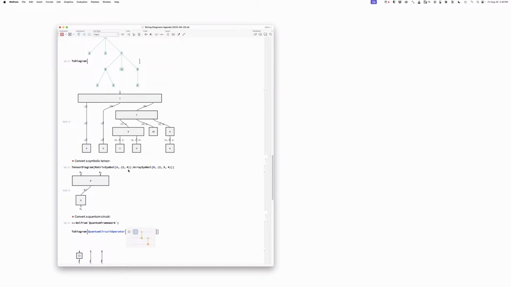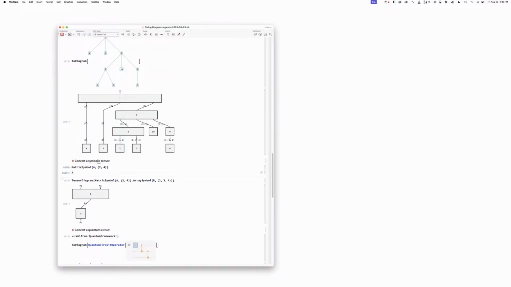Yes, but I don't understand why this isn't right. So this is a matrix symbol that is being contracted. I think the dimensions are reversed. The last one should start with 4. Yeah, that's right. And then it's a dot product. Right.